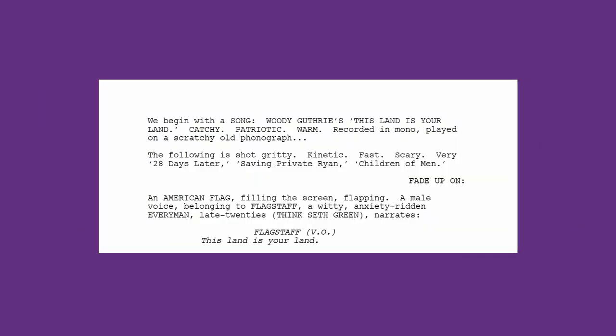Full stops can also be used with increased regularity to create emphasis. Short, punchy, strong. This technique gets across strong feelings in a short span of time. Zombieland opens with two examples that set the tone quickly. The opening song is catchy, patriotic, warm, but the opening sequence is described as gritty, kinetic, fast, scary. It's a no-nonsense technique that grabs the audience's attention.